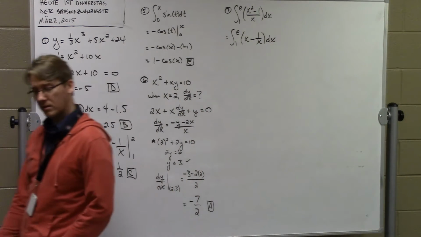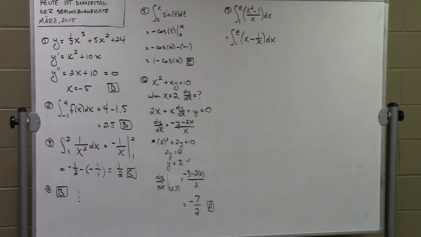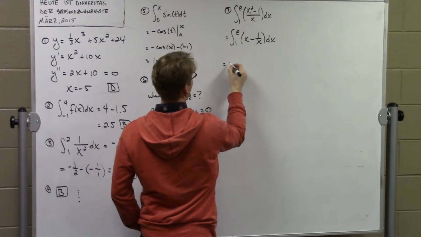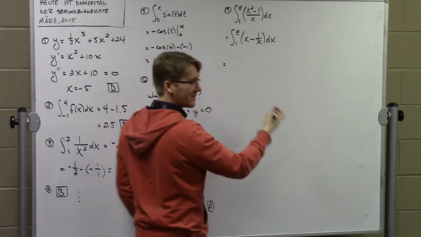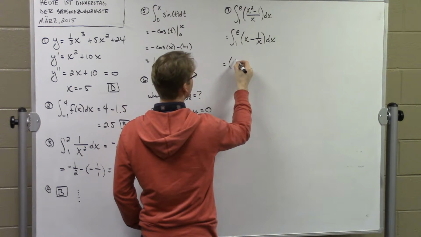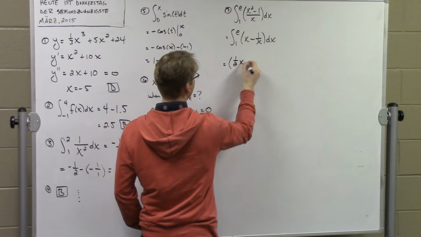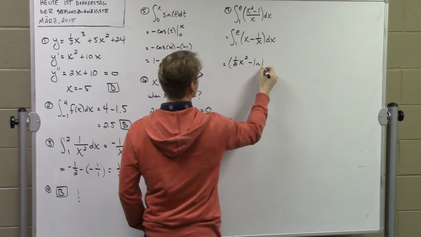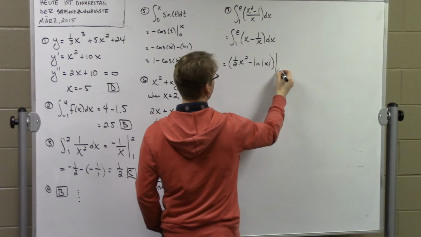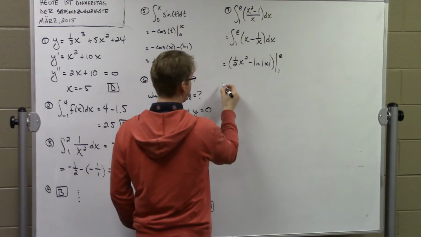What did I do? You wrote it, and then you just split the fraction. It's x squared over x and 1 over x. Alright, now do it. Go. Okay, 1/2 x squared minus natural log of x. We don't technically need the absolute value because 1 and e are both positive.